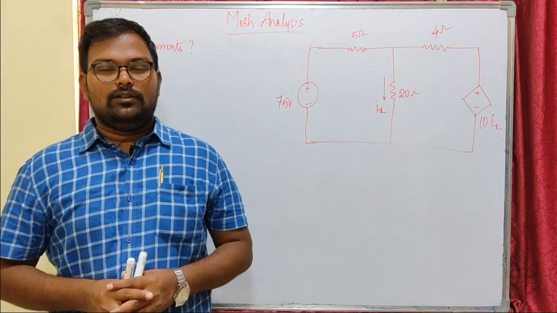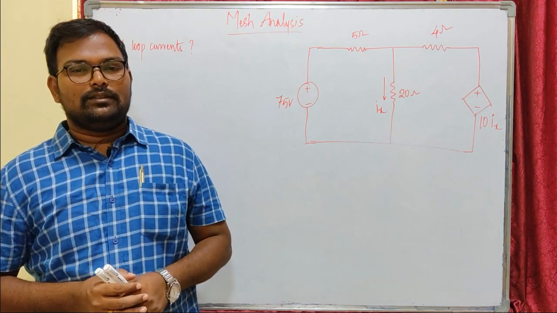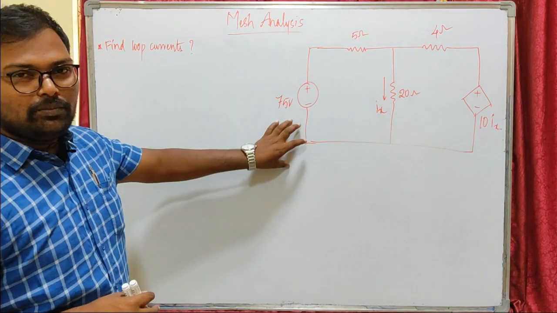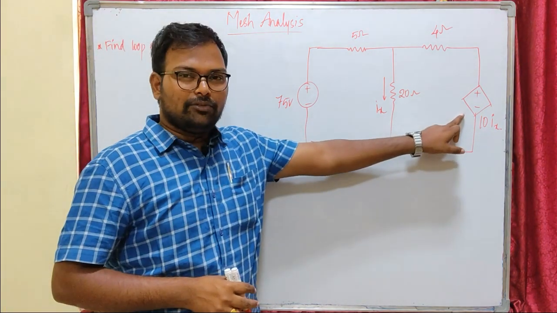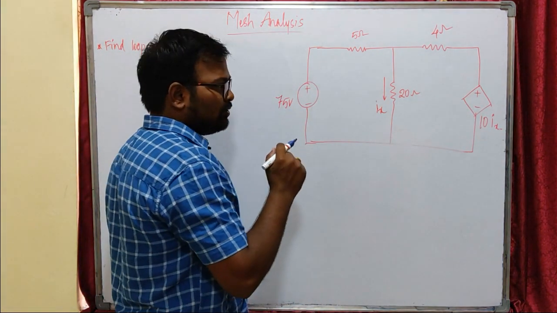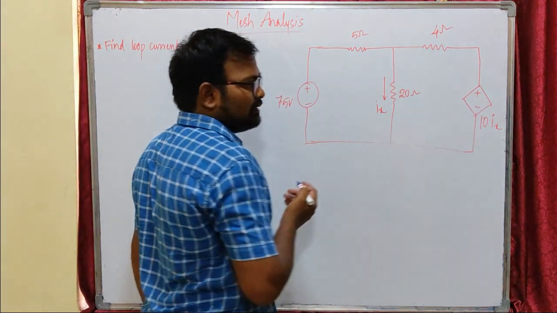Hello students, now let us try to understand mesh analysis with different cases. First, I have taken a two loop circuit which has a dependent voltage source. Here you can see this rhombus symbol indicates a dependent source. Here the plus and minus indicates it is a voltage source.